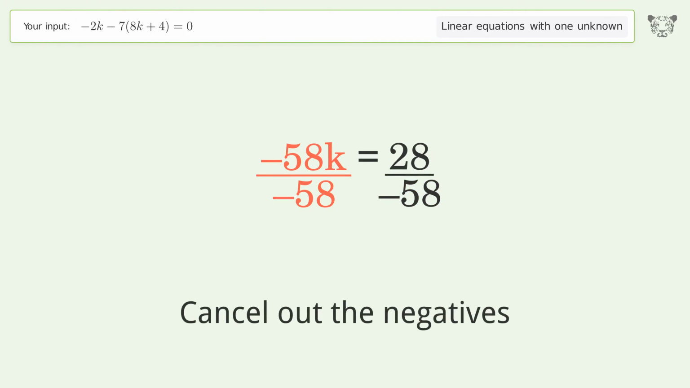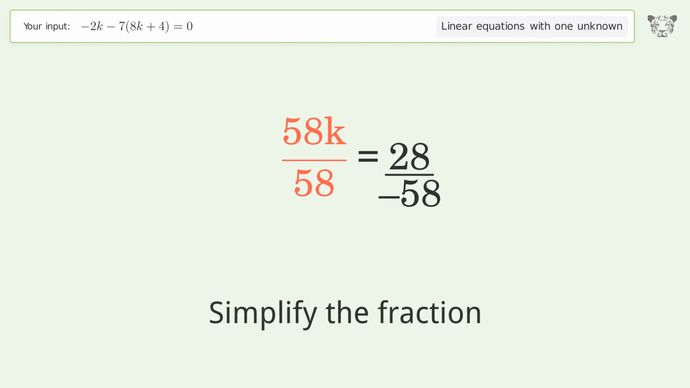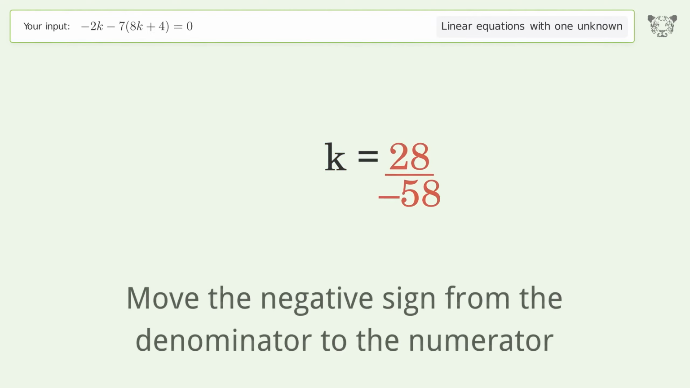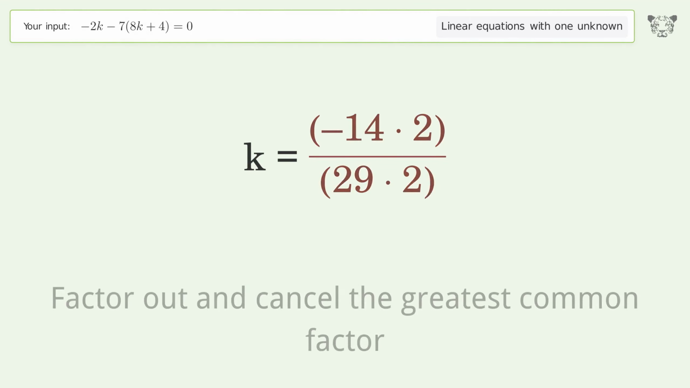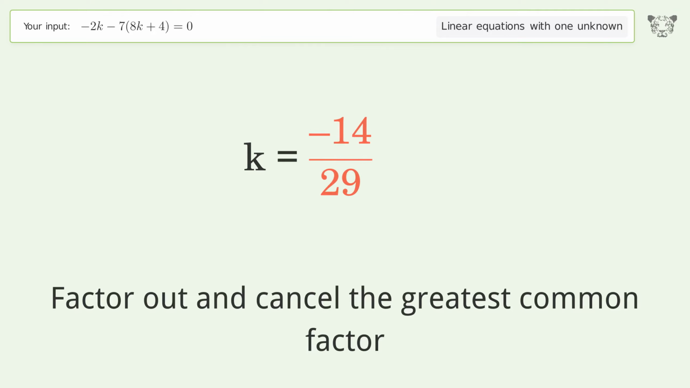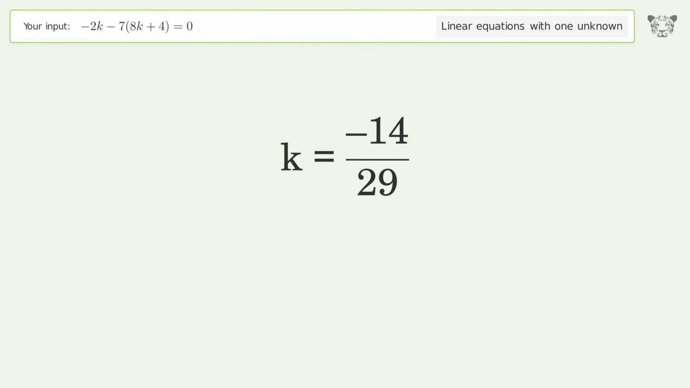Cancel out the negatives. Simplify the fraction. Move the negative sign from the denominator to the numerator. Find the greatest common factor of the numerator and denominator. Factor out and cancel the greatest common factor. And so the final result is k equals -14/29.